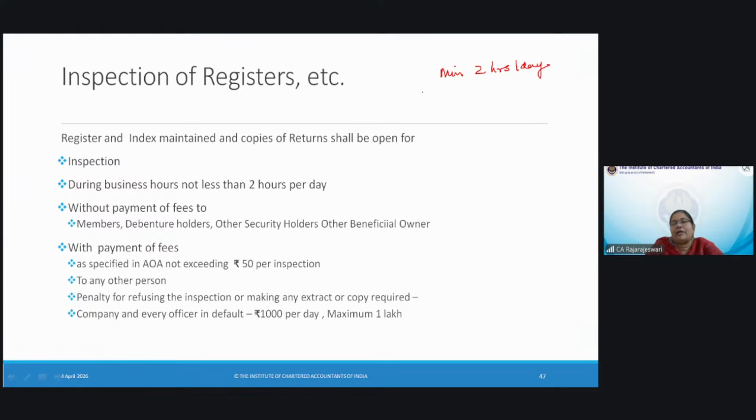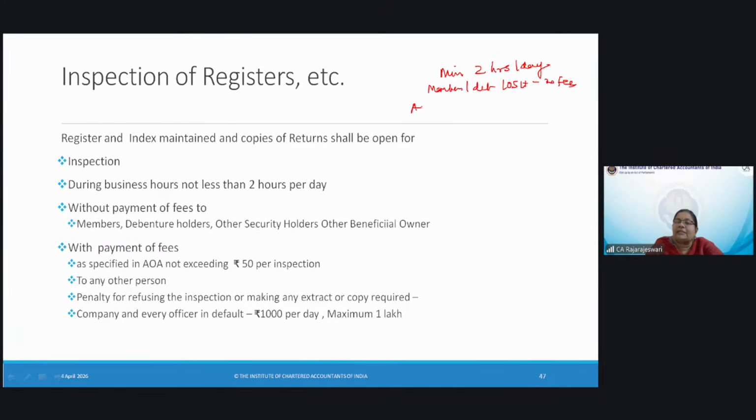You don't ask for fees. Generally, the articles will specify, but you don't ask the persons to pay the fees if they are members, debenture holders, or other security holders. With no fee, you allow the inspection. The company will allow the inspection.